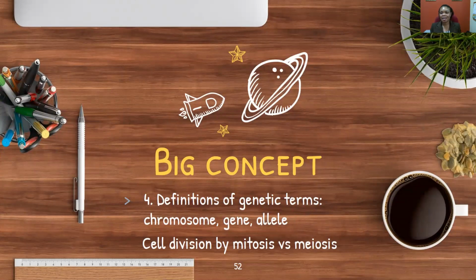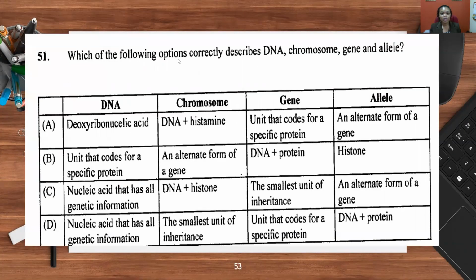Big next concept. Definition of genetic terms: chromosome, gene, allele, cell division by mitosis versus meiosis. Let's go. Which of the following options correctly describes DNA, chromosome, gene, and allele? A, deoxyribonucleic acid, DNA and histamine. For chromosome, gene, unit that codes for a specific protein, allele, an alternative form of a gene. Now remember what I said: for an answer to be correct, all of it must be true, right?